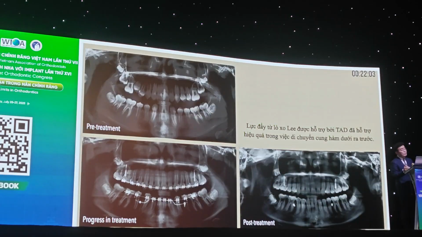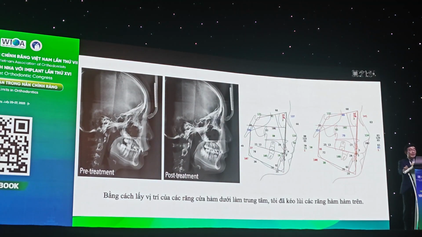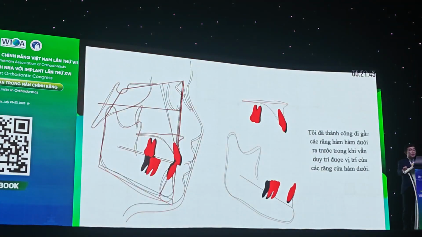The TAD-supported pushing force of the lead spring facilitated an effective forward movement of the mandibular arch. By centering the position of the mandibular incisors, I moved the maxillary molars backward. I successfully moved the mandibular molars forward while maintaining the position of the mandibular incisors.